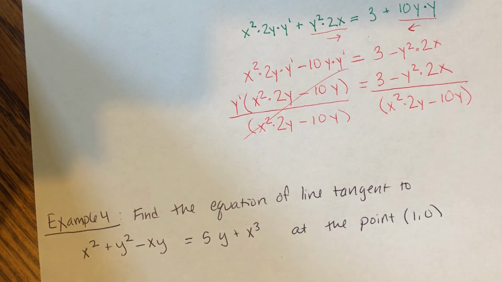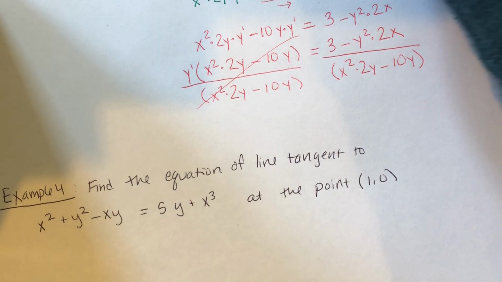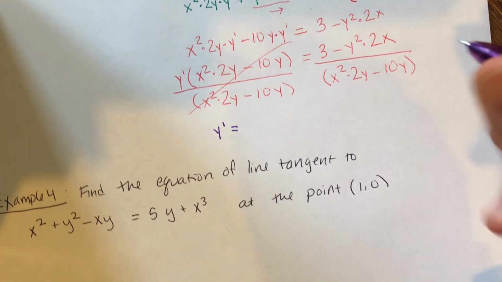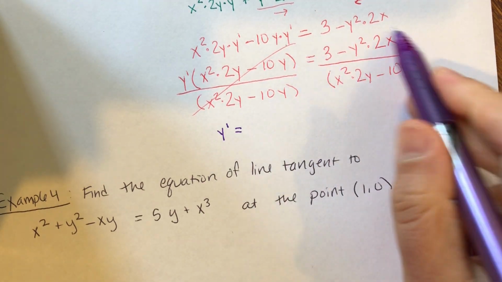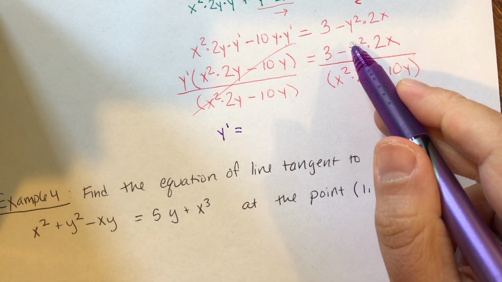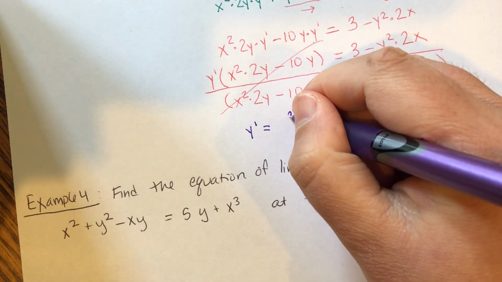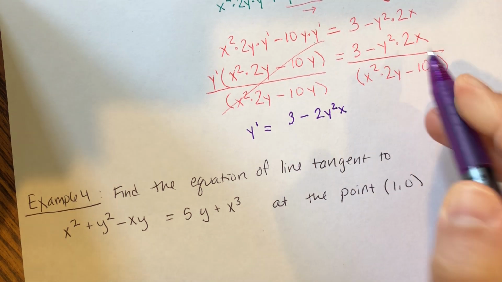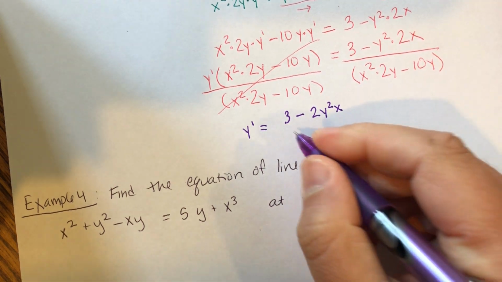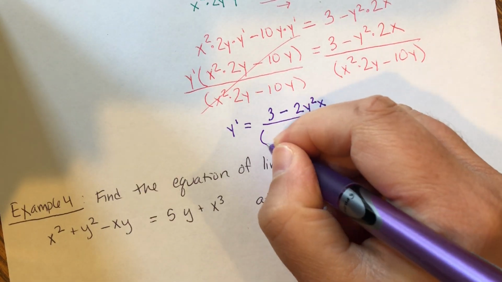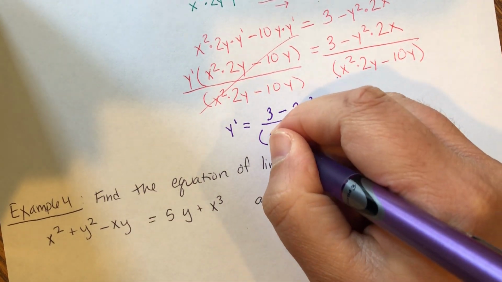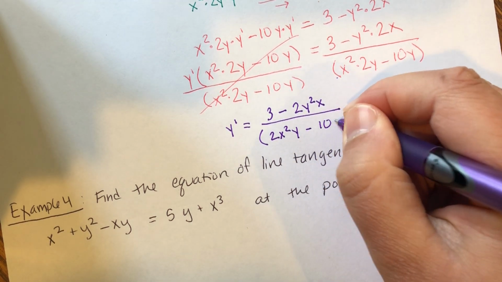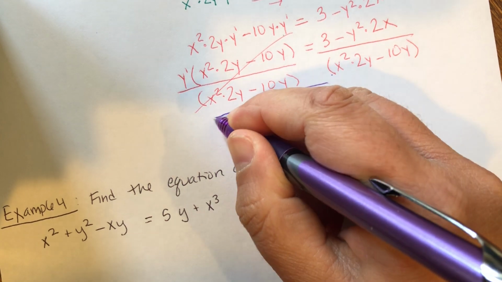And these cancel, so I'm left with my derivative now. Let's do it in a different color. y prime is going to be equal to, I'm going to rewrite this. I don't really like having 2's in the middle of my term, so I'm just going to bring the coefficients out in front. And I can rewrite this as 3 minus 2y squared x. Right, that's this term, just moving the 2 in front. Divided by, again, I'm going to move the coefficient in front, 2x squared y minus 10y. That's my derivative.